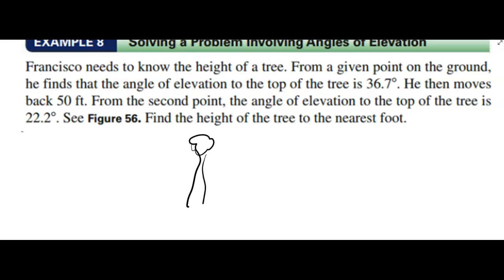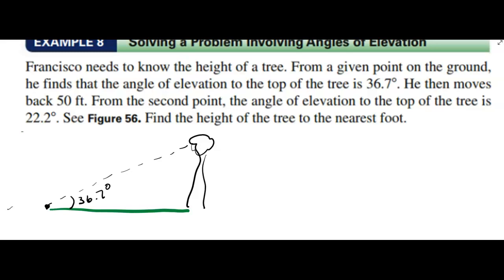Here's my tree, and then here's a point on the ground. Okay, and here's the grass on the ground. Okay, nicely mowed. He finds that the angle of elevation from a given point on the ground to the top of the tree is 36.7. So we're coming up here. That would be the angle of elevation then right there from the point where he's at. I mean, maybe he's laying on the ground looking up or something, but it's 36.7 degrees.